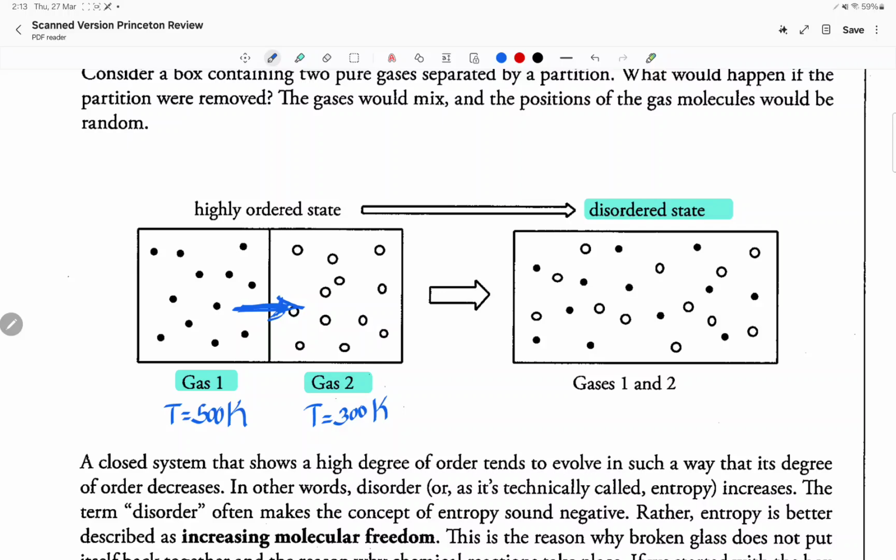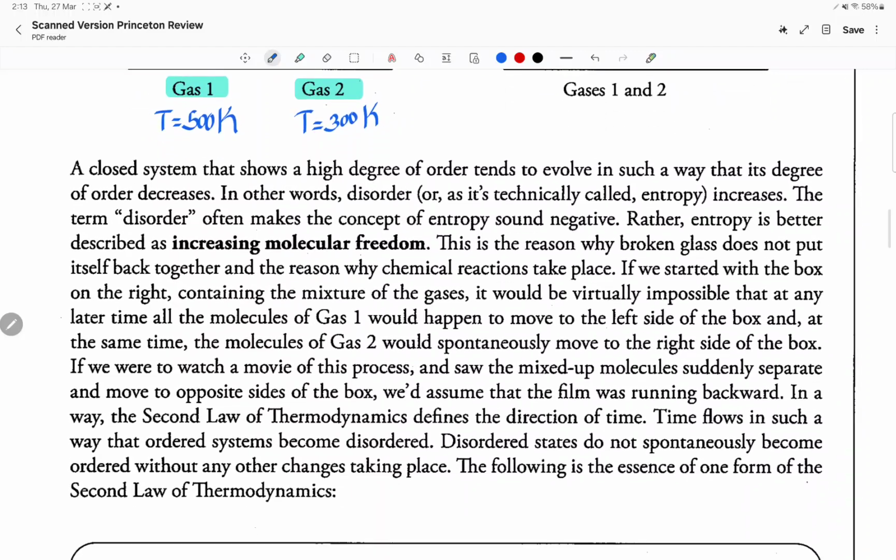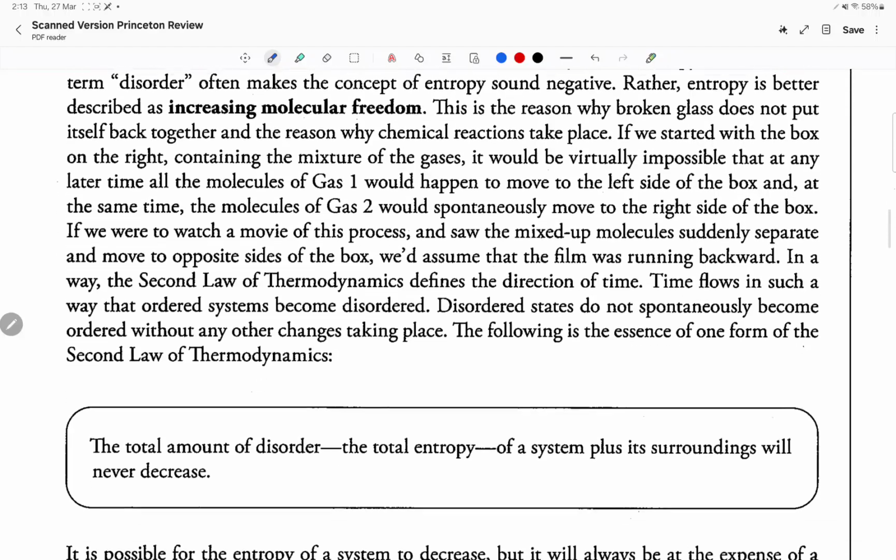Which means they must have the same temperature at some point, but the entropy of the system has increased by putting the two gases together. That's important. Entropy has increased.